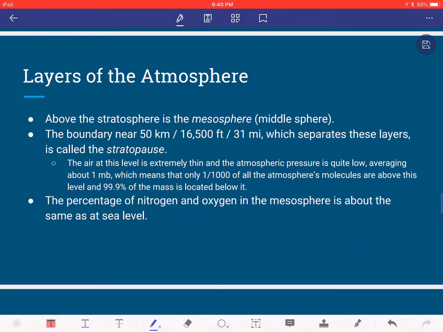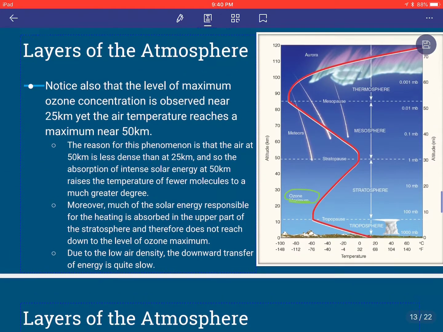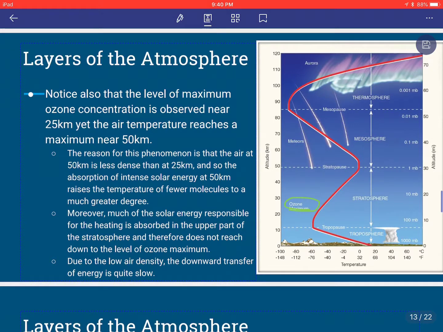The air at this level is extremely thin, and the atmospheric pressure is quite low. It averages about 1 millibar, which means that only 1/1000th of all of the atmosphere's molecules are above that level. So 99.9% of the mass of the atmosphere is located below the stratopause. So if you think about that, 99.9% of all the molecules in our entire atmosphere for the entire Earth are below that 30-mile mark. All of it is in the stratosphere and the troposphere except that 0.1%.